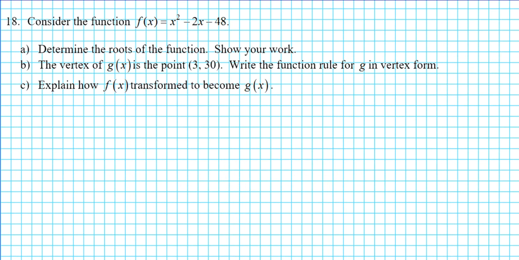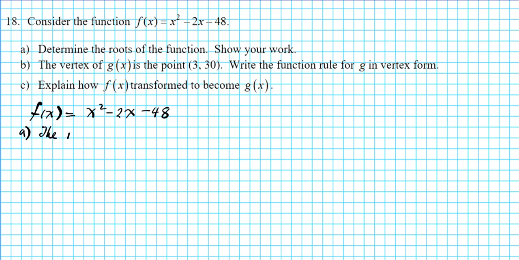All right, let's take a look at question number 18. It says, consider the function f of x equals x squared minus 2x minus 48. Part a, determine the roots of the function, show your work. So let's say we have f of x equals x squared minus 2x minus 48. To find the roots is basically where the function is equal to 0. Okay, that's what roots mean.